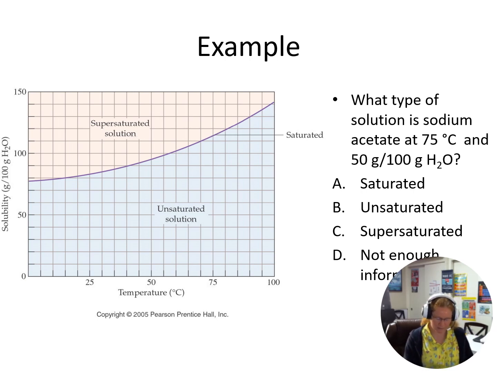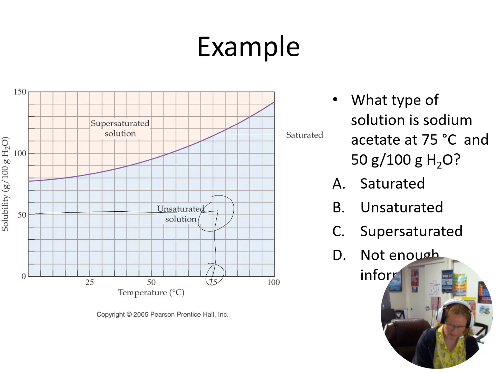All right, here's another one. Now we have 50 grams of our sodium acetate at 75 degrees Celsius. So we're here, and then we're at 50. Okay, so we should be right in here. So this one should be unsaturated. And so every solvent system will have their own graph like this for understanding where the limits of your solubility are.